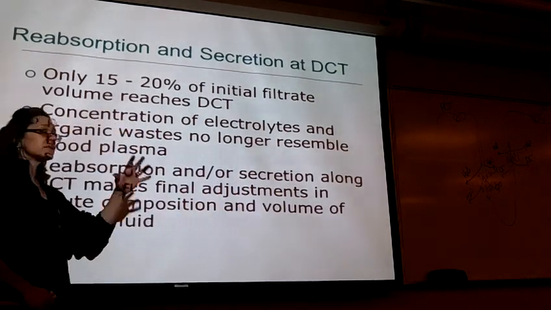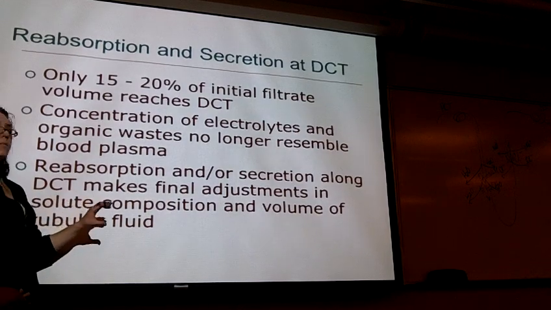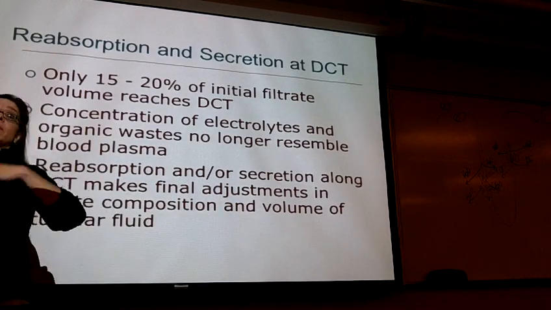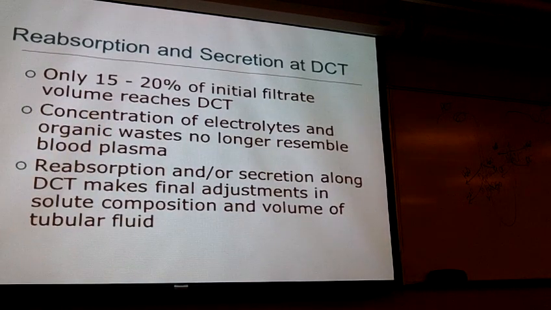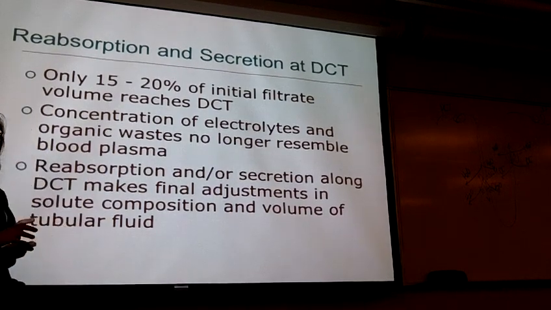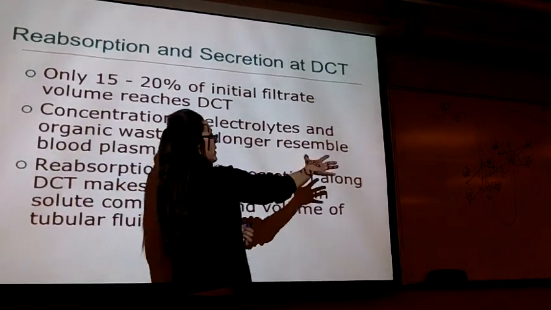But this is the last place that we can tweak that filtrate so that we get the right solute composition and the right volume of our blood and thus of our urine. Now, the DCT and the collecting duct are under the influence of hormones. So based on what the body needs, that's where we're going to tweak things here in the DCT and the collecting duct.